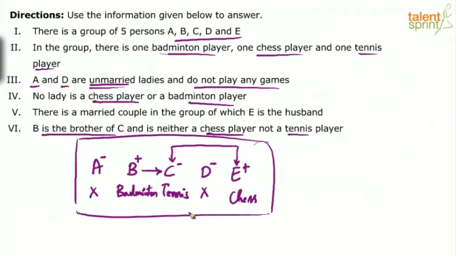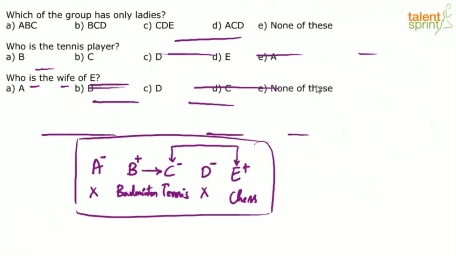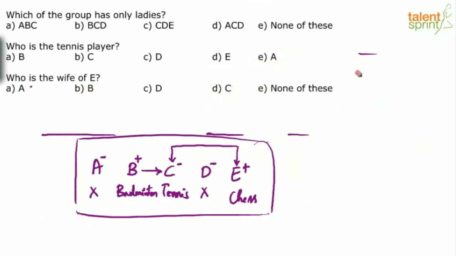Let us answer the questions now. I think, yeah. So here are the questions. The first one says, which of the group has only ladies? Now, who are the ladies in this group here? Of course, A and D are ladies was directly given to us in the statement itself, and logically we have found that C is also a lady. So A, C and D. Option D would be the answer.